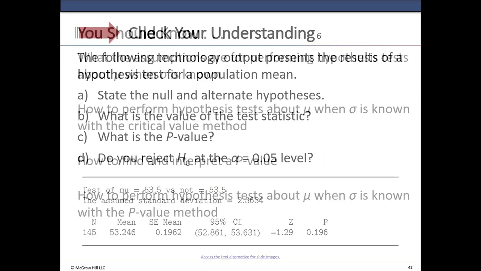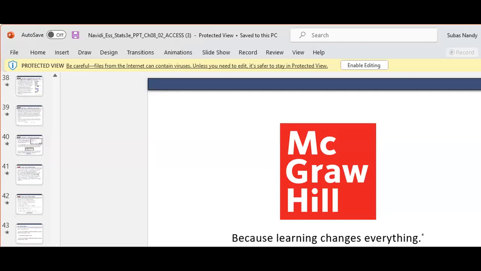Okay. Okay, let's go ahead with the next one.